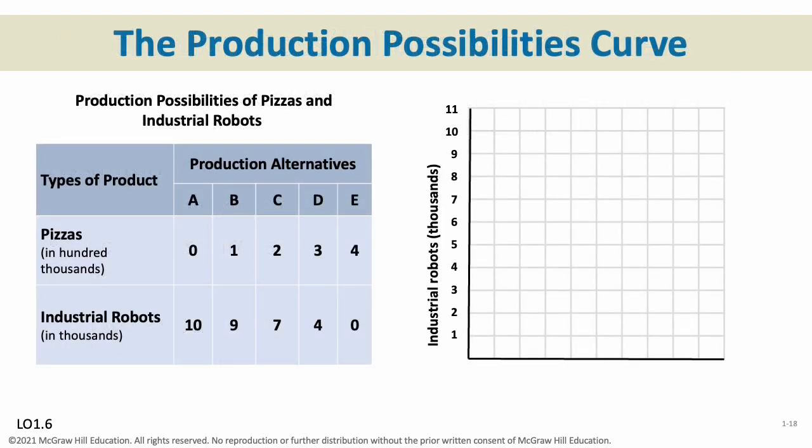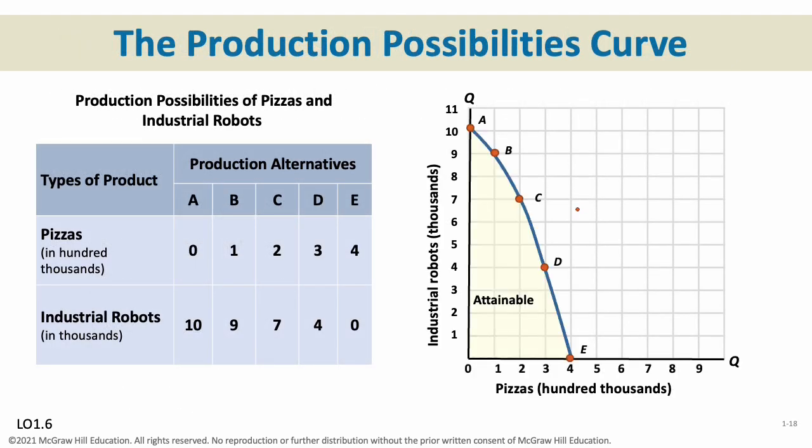Look at the curve and bring the curve back up. What do we have? Well, it's not very difficult to move from point A to point B. We're not giving up very many robots to add some pizzas. We're going from no pizzas to 100,000. But to go from point B to point C, now we're giving up a lot more robots. And that's what we mean by increasing opportunity costs.